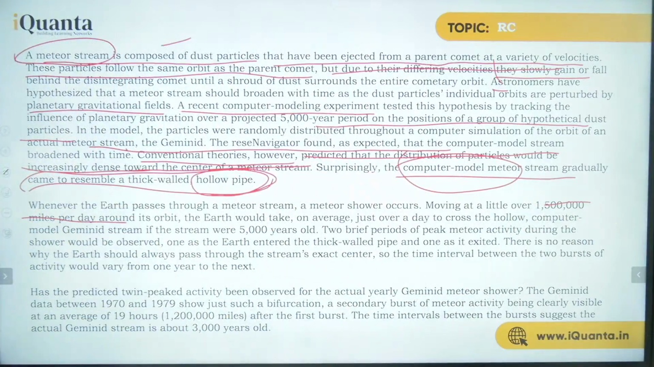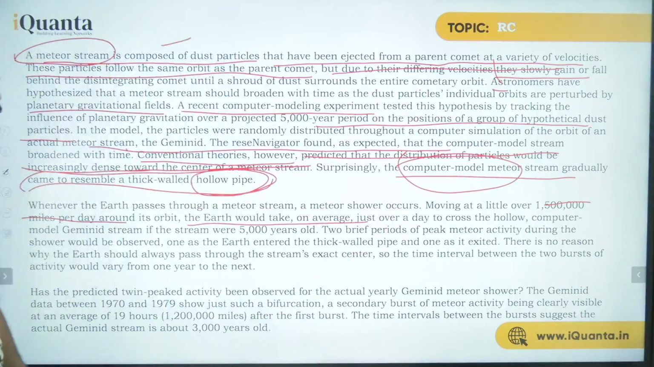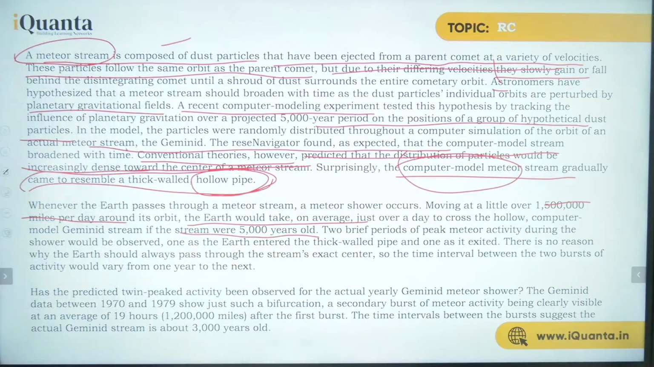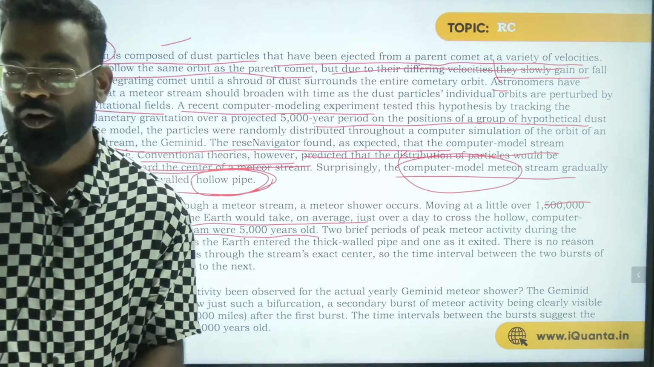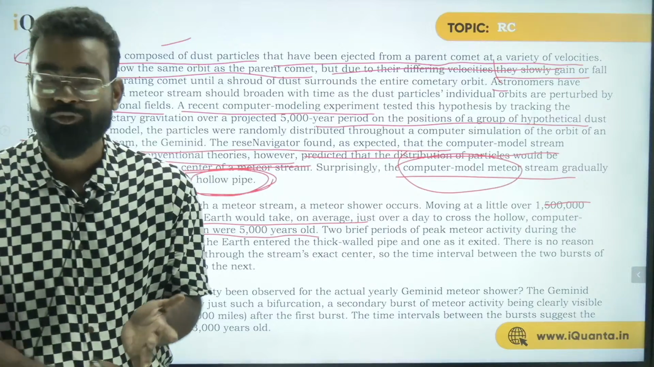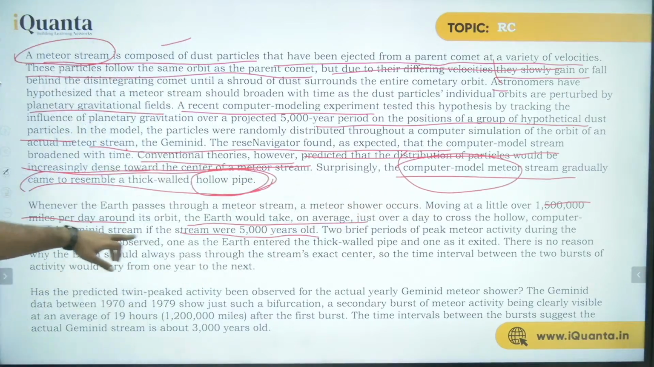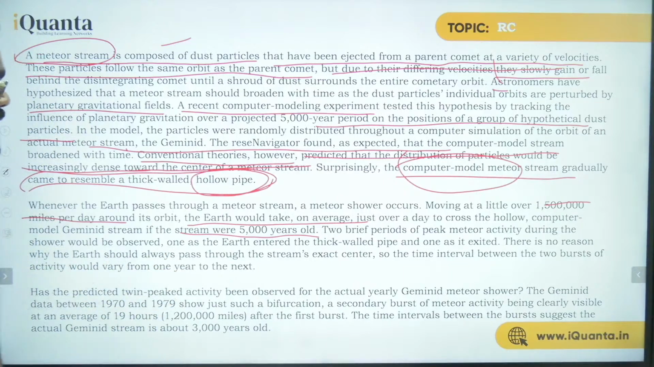So when Earth passes through a meteor stream, a meteor shower occurs. The Earth would take on average, and this is where it gets important, just over a day to cross the hollow computer model Geminid stream if the stream were 5,000 years old. Now again they are giving a statement: if it is 5,000 years old, the Earth will take more than 1 day to cross it. So the Earth is taking twice the time to cross this hollow, more than a day.